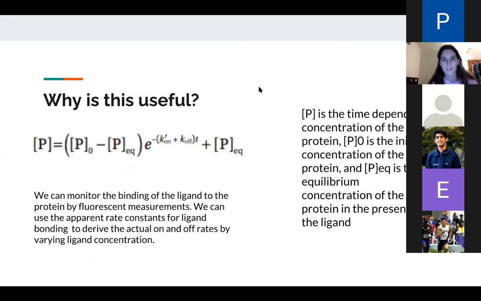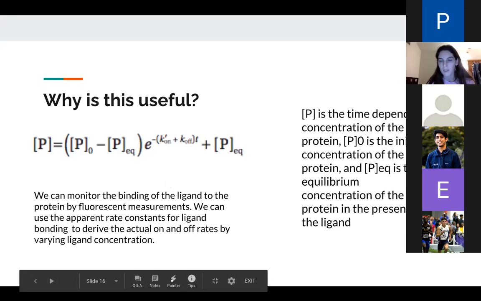And so why is this useful? It's mainly useful for monitoring the binding of the ligand to the protein, so we can monitor ligand and protein interactions. Often if fluorescence changes during the experiment, we can use fluorescent measurements to monitor this. And so then we can use the apparent rate constants that we derive for ligand binding to derive the actual on and off rates by doing experiments with varied ligand concentration. And then the professor goes over an example in lecture 26 with the ABL system.